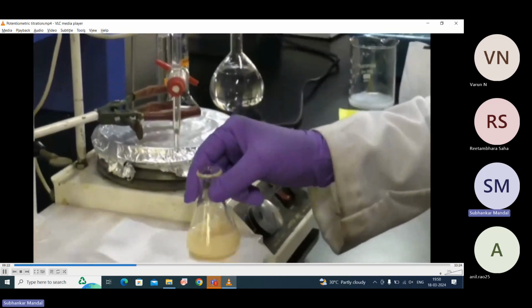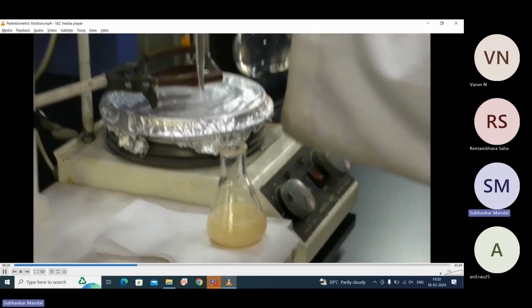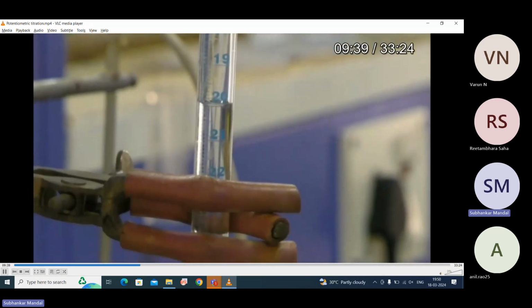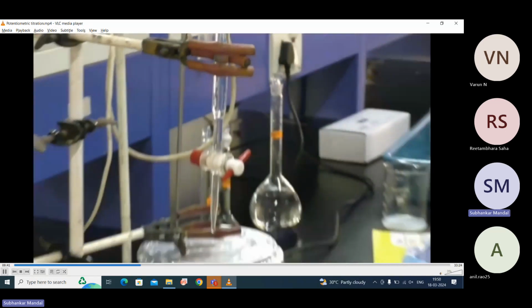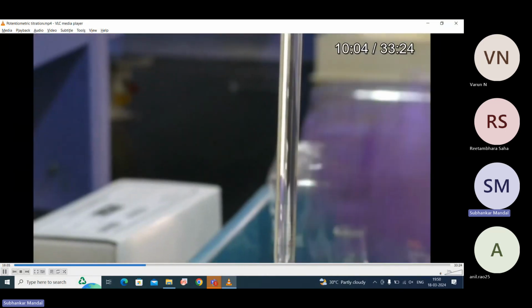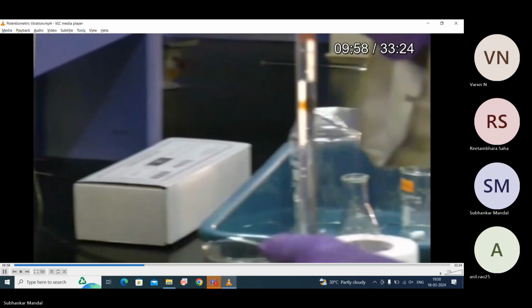At the end point, it will be milky white. So now you can get the reading from the burette. So what is the concentration? Then from here you can measure the things.